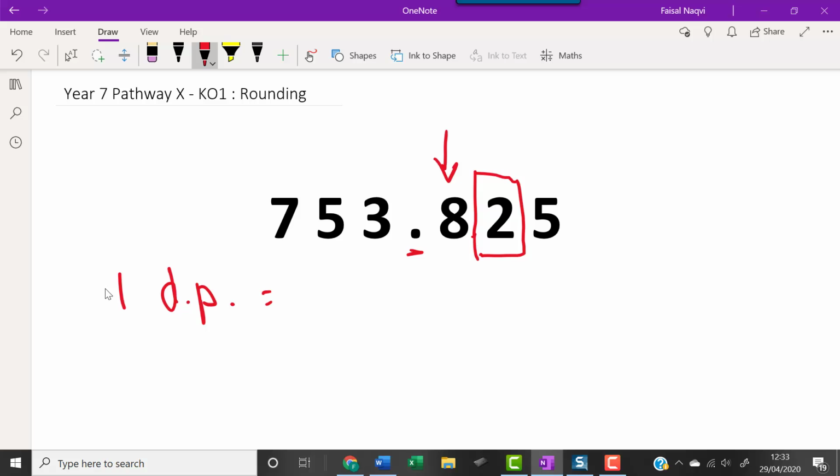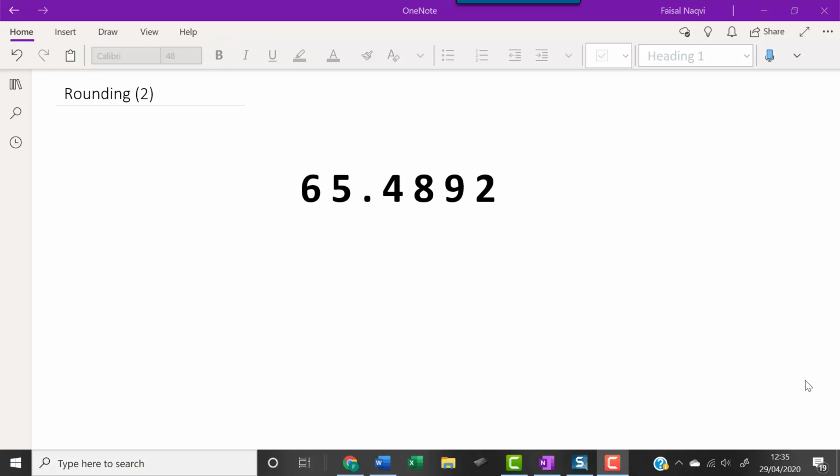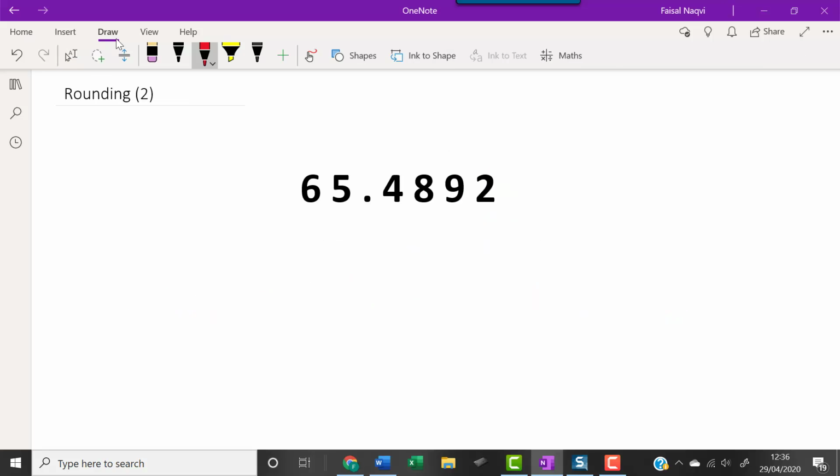So if I round to 1 decimal place, I have 753.8. Now, because I've rounded, I've got to say what I rounded to. So that's to 1 decimal place. Let's take a look at the second example. Again, I'm going to round to 1 decimal place.